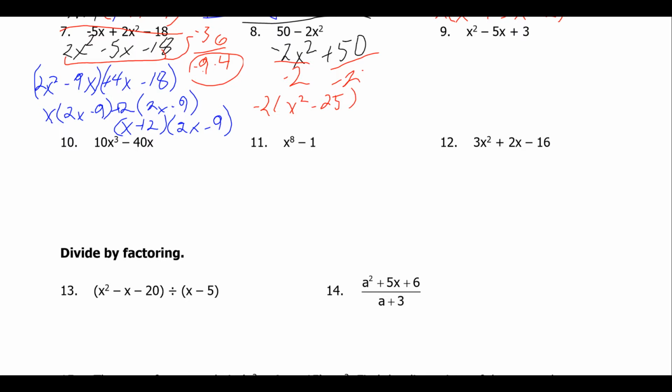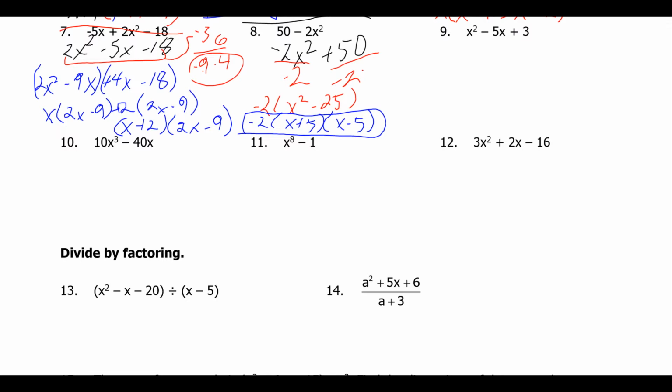Alright, and with that x squared minus 25, that's a difference of squares. And I can go ahead and break that apart really easily. So I'm left with negative 2 on the outside of x plus 5 and x minus 5. And there we have it.